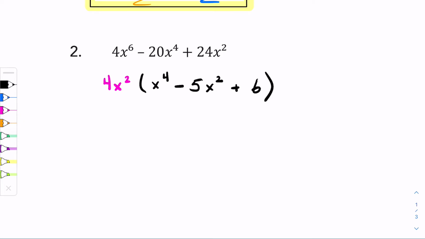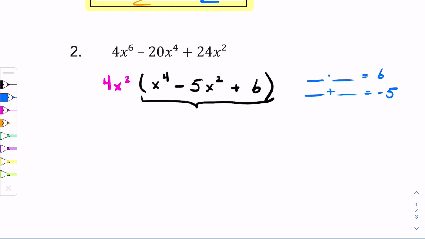At this point, we need to factor the second part. So I need to do a times c, which is 6. What 2 factors multiply to 6, and the same 2 factors add to equal negative 5? This would be negative 2 and negative 3. You need it to multiply out to positive 6. So negative 2 times negative 3 is positive 6. x to the fourth minus 2x squared minus 3x squared plus 6. Be careful with your exponents.